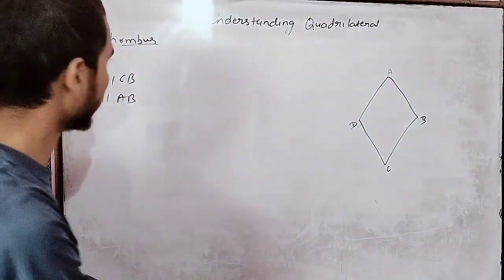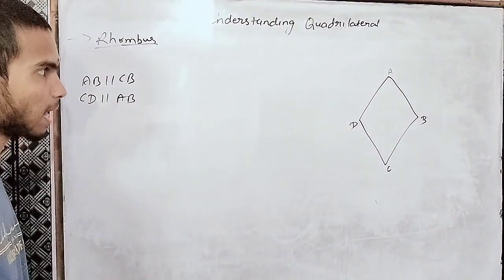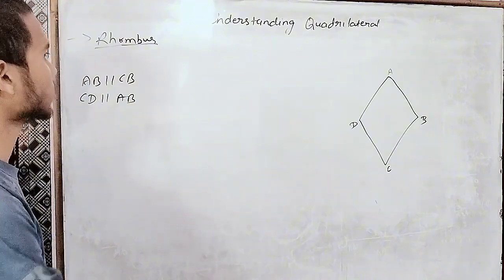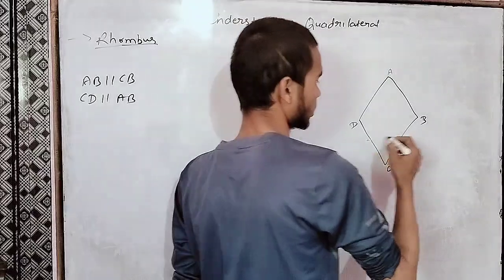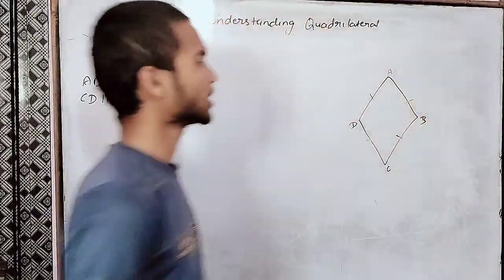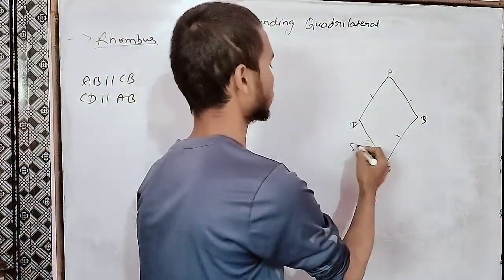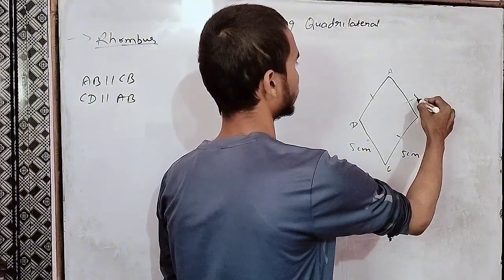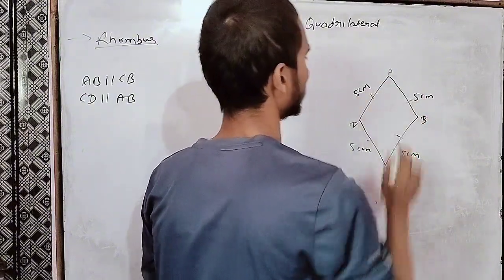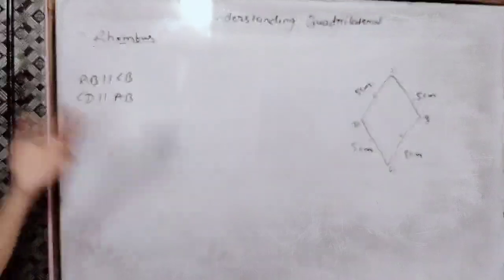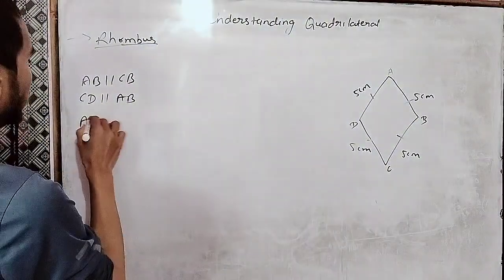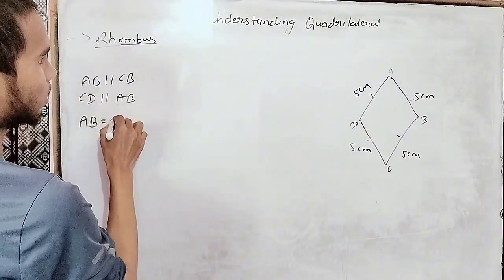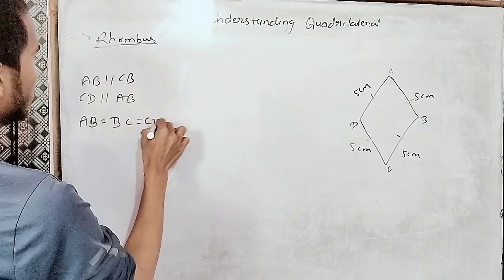It is saying that a rhombus is a parallelogram, so what is the difference? The difference is nothing, but the sides will be equal. If one side is 5 centimeters, then the others will also be 5 centimeters, 5 centimeters, and 5 centimeters. So all sides of a rhombus are equal. So can we say AB is equal to BC is equal to CD is equal to AD?